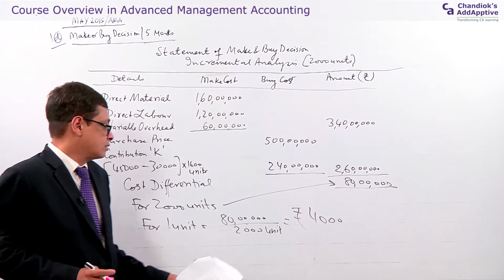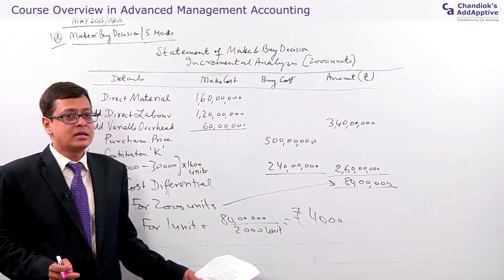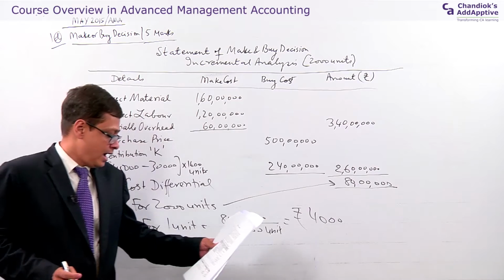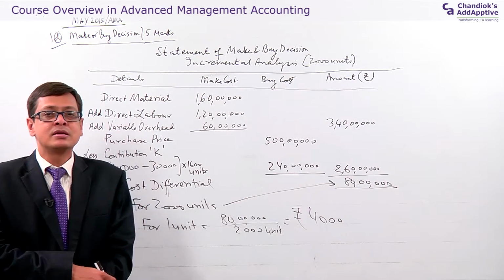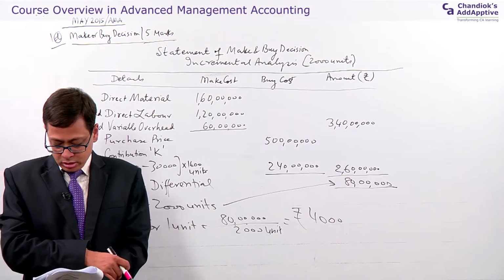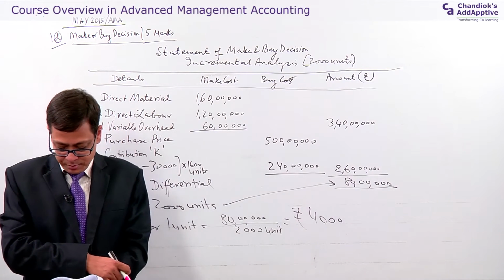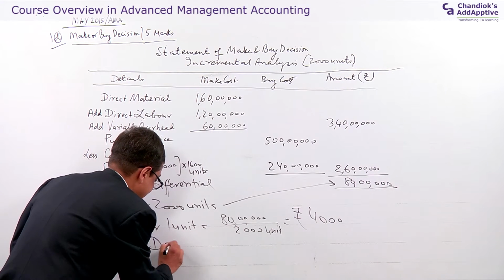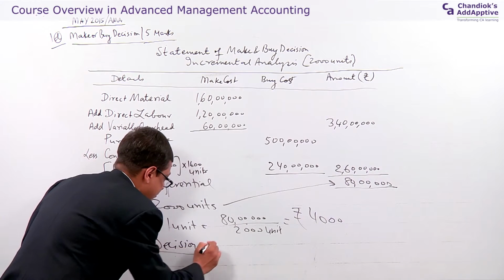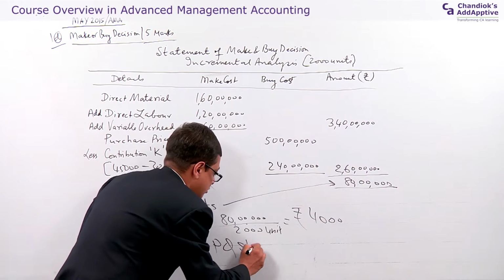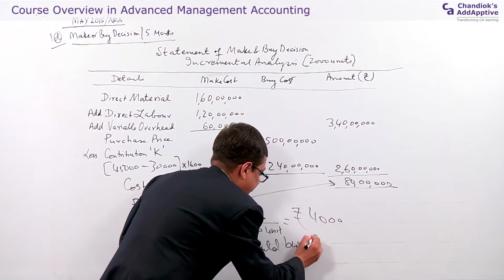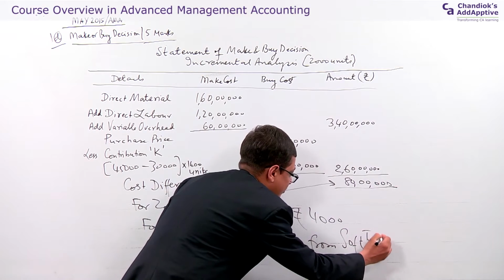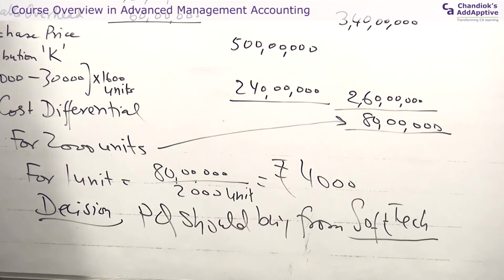The analysis is that if you go for incremental analysis, the per unit value is rupees 4,000, and this indicates that PQ Limited will incur 4,000 rupees per unit of additional cost. So PQ Limited should buy from the Softtech. So what is the decision? PQ should buy from Softtech. So this is the decision.